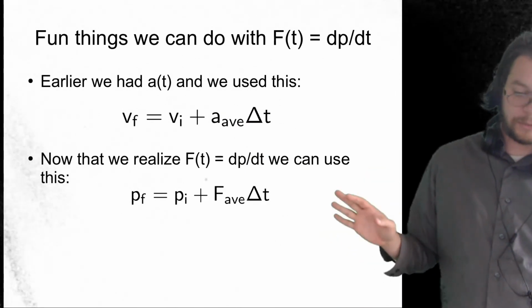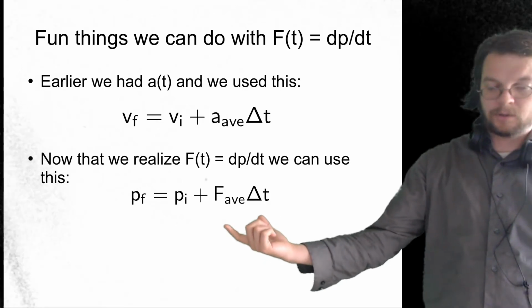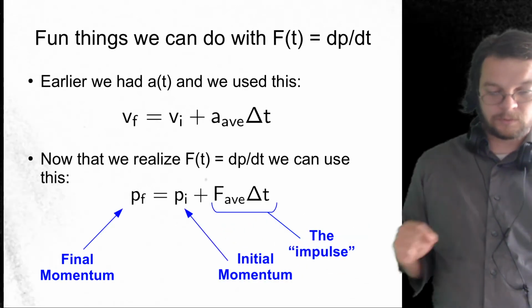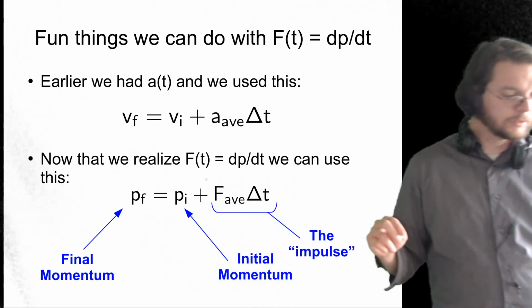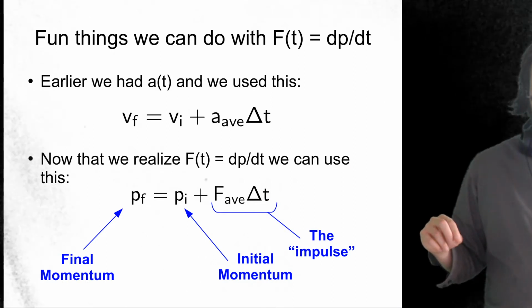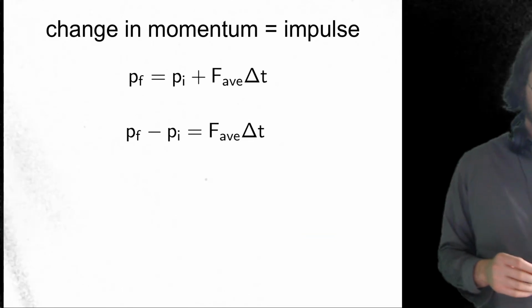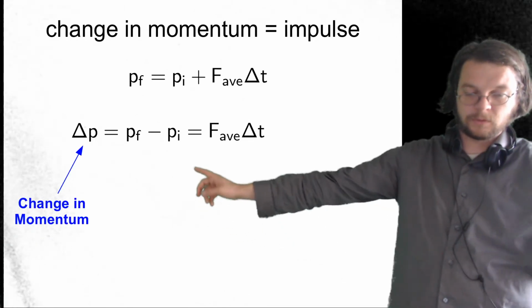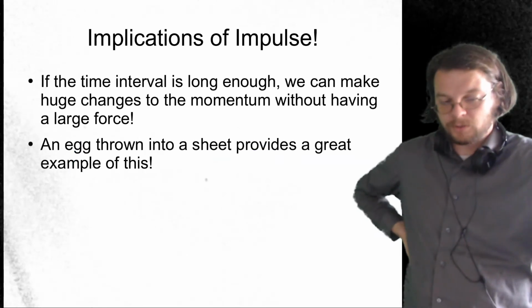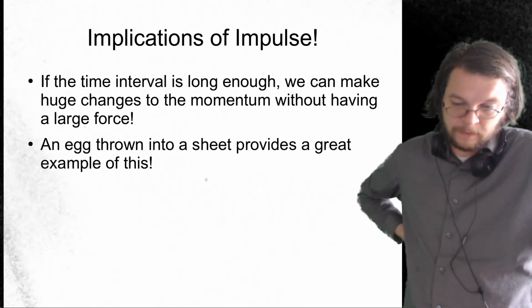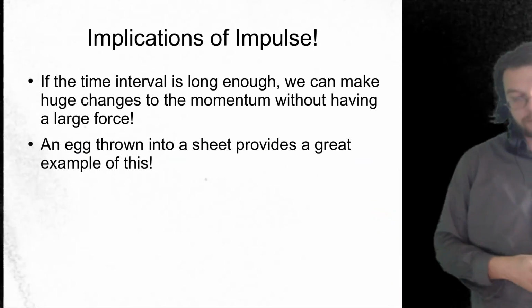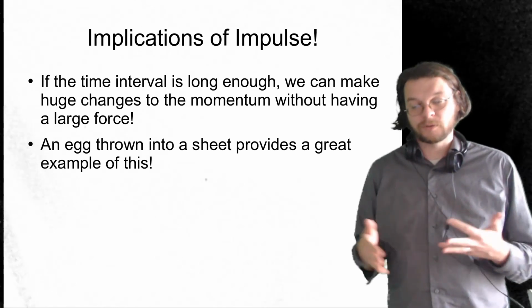Now, in the vocabulary of physics, this term is called the impulse. Obviously, this is the initial momentum, that's the final momentum. The impulse is essentially the change in momentum over some time scale. So the change in momentum is the same thing as the impulse. And it's interesting because it means that the change in momentum can be the same, but if the force acts over a much longer time scale, then the average force can be much lower. So a classic example of this is throwing an egg into a sheet.